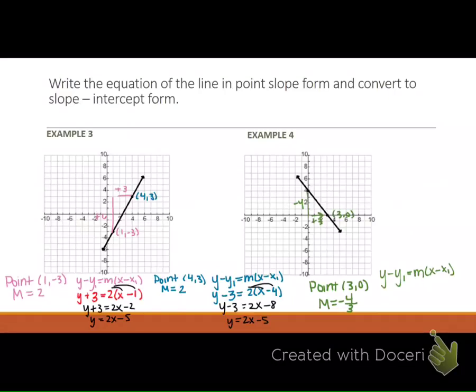But Josh, go ahead and tell me what will go in there. Y plus 0. Good. Equals negative 4/3, and then parentheses x minus 3. You guys are doing so good.